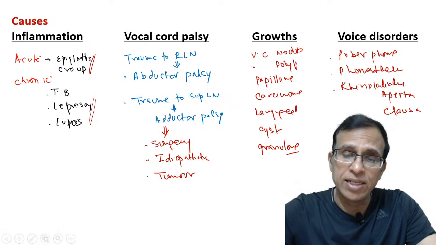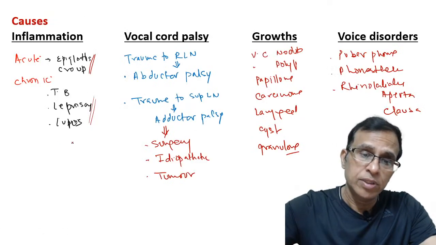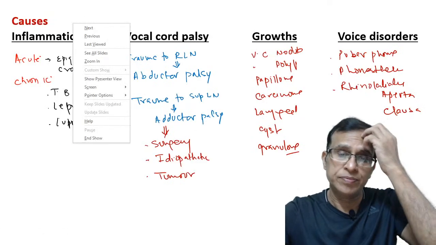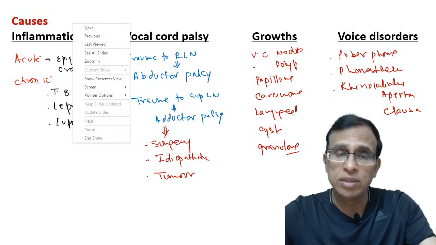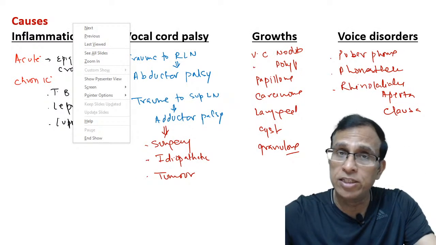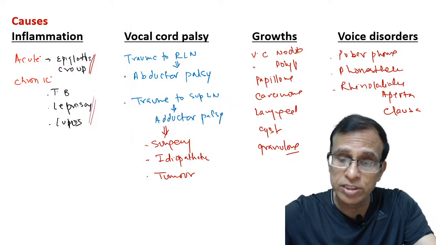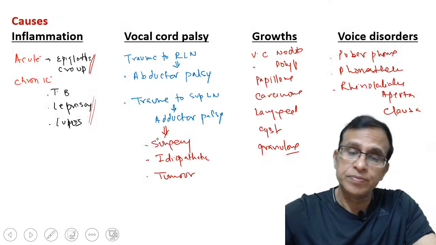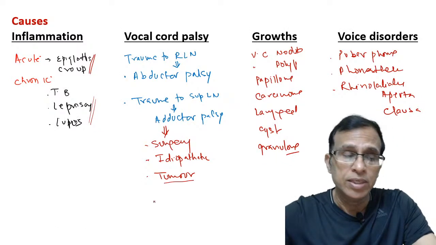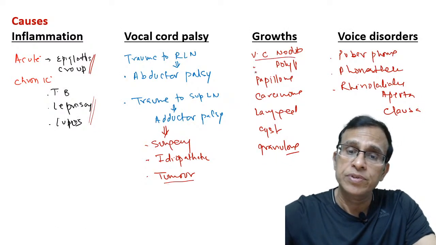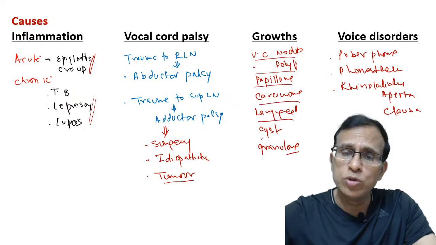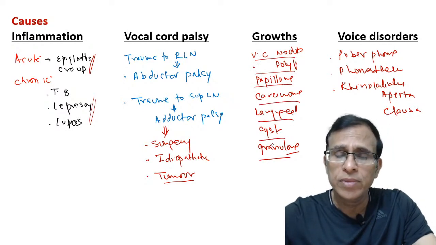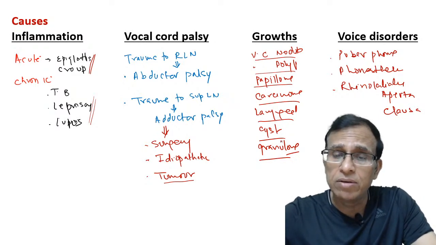palsy, vocal cord palsy. Again, you have to find out the causes of vocal cord palsy. So you have to ask about any trauma to the recurrent laryngeal nerve, any surgery done in the past, and also tumors have to be ruled out. Then growths. In growths, usually there is no history as such, but yes, this will become clear on examination.